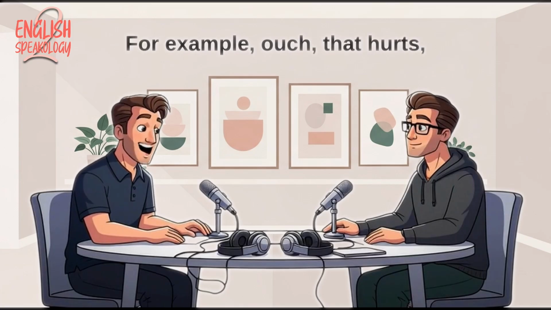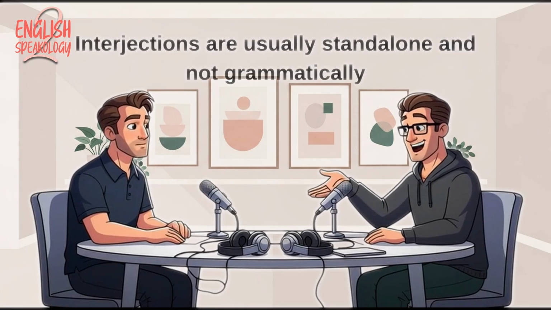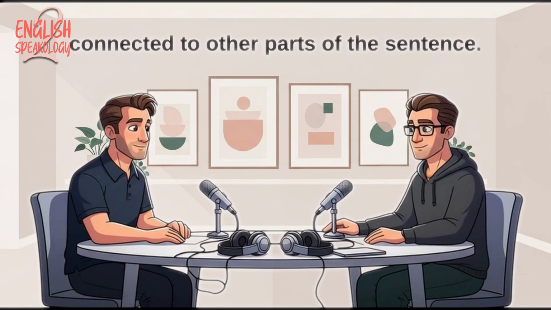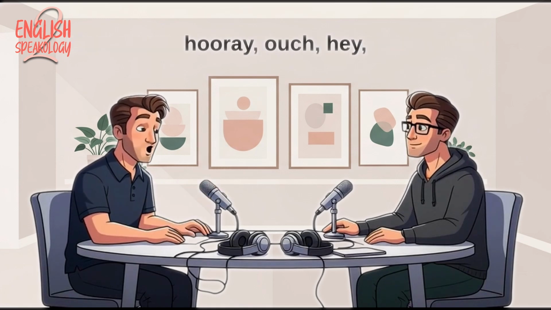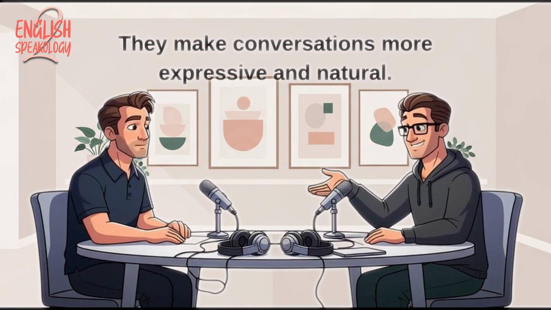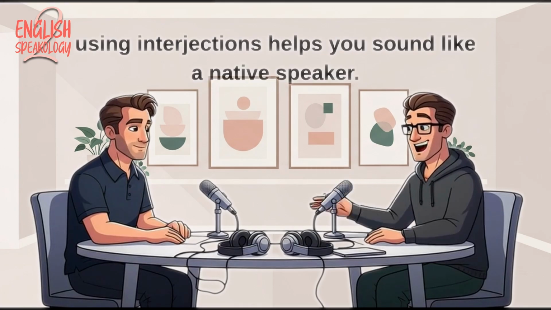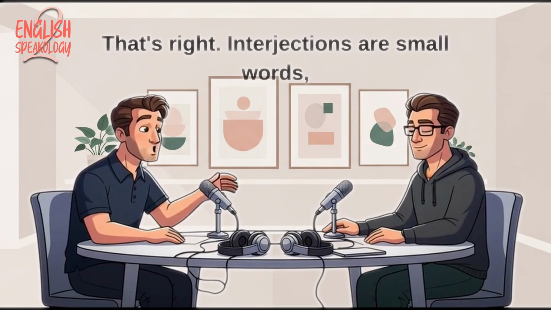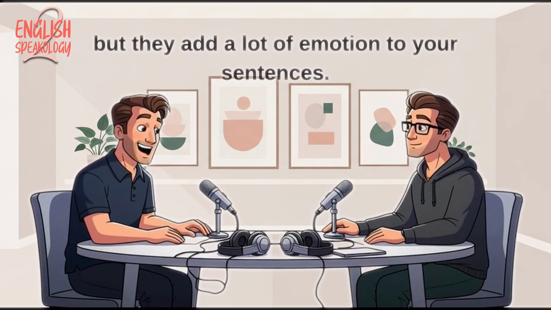For example, ouch, that hurts, or hooray, we won the game. Interjections are usually standalone and not grammatically connected to other parts of the sentence. Some common interjections are oh, wow, hooray, ouch, hey, uh-oh, alas. They make conversations more expressive and natural. When speaking English, using interjections helps you sound like a native speaker. That's right. Interjections are small words, but they add a lot of emotion to your sentences.